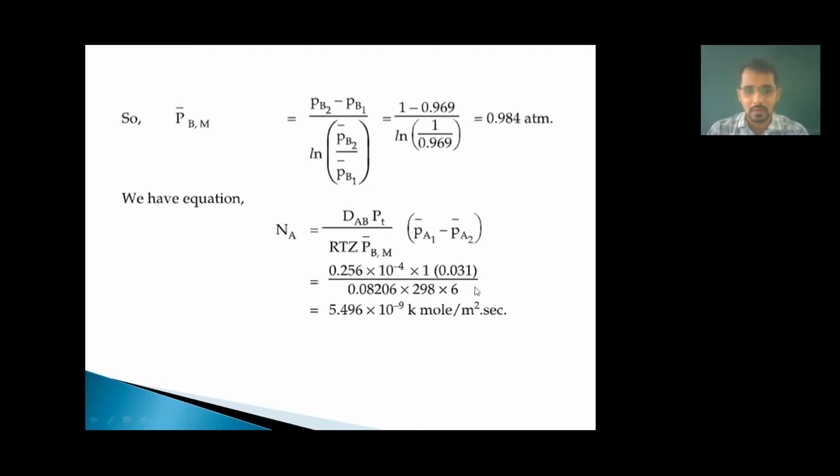You have to put this value 0.984 here. After that calculation, you will get the answer: NA is 5.496 into 10 raised to minus 9 kilomole per meter square second. You can see PBM is missing here, so put this value 0.984 here, and after putting it you will get this answer.